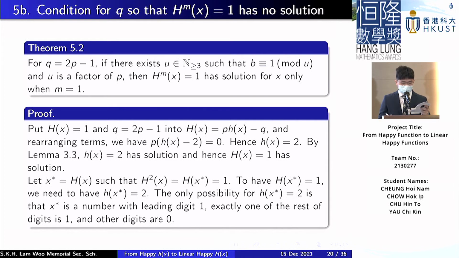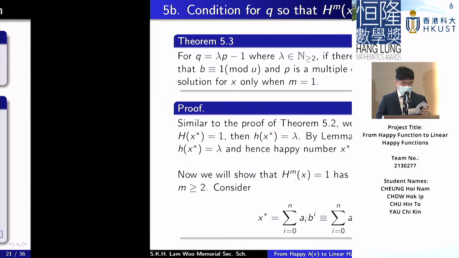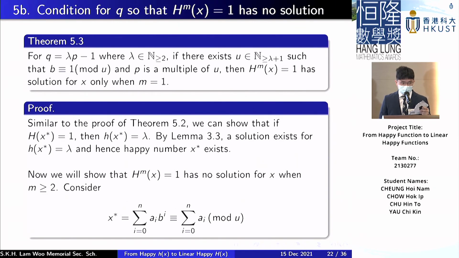First, we have proved that the happy numbers exist in one iteration, and we found that as small hx equals 2, these numbers must have a leading digit 1, exactly one of the rest of the digits is 1, and the other digits are 0. Then we can see that x asterisk is congruent to 2 mod u. However, the output of big Hx must be 1 mod u. Therefore, it is impossible to have big H2x equals 1, and hence there is no happy number with 2 or more iterations.